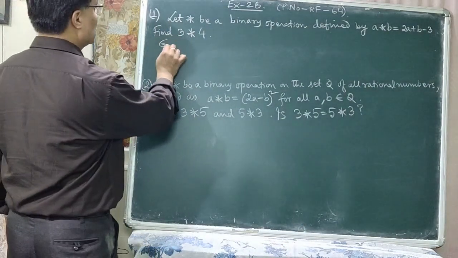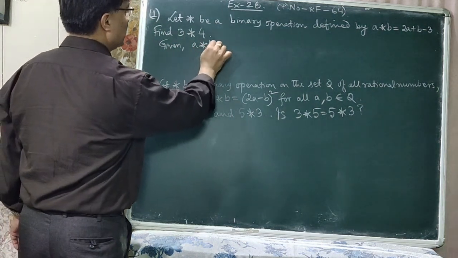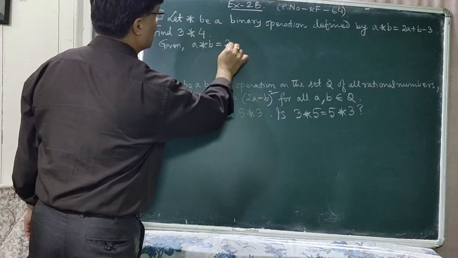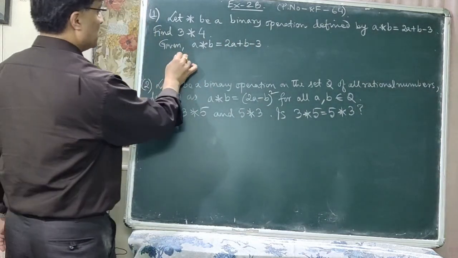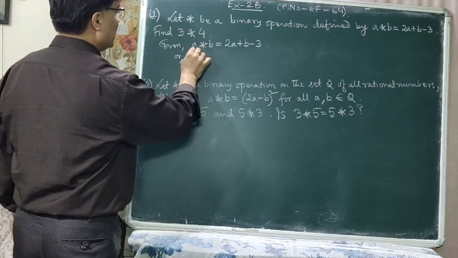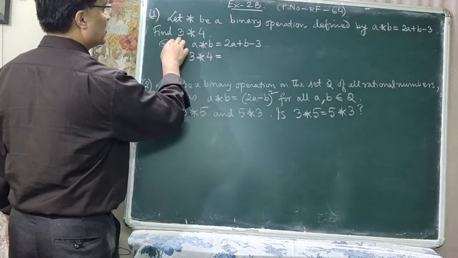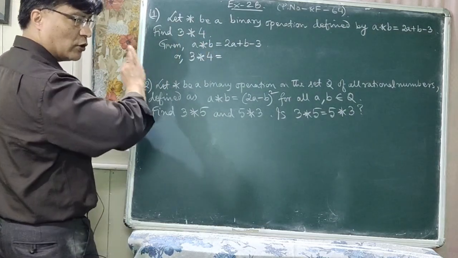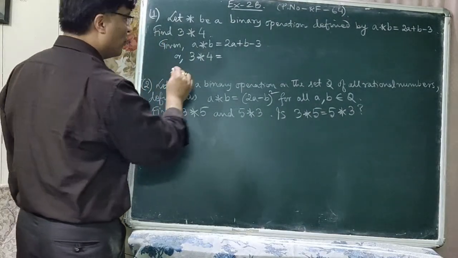So here given is a star b is equal to 2a plus b minus 3. Now instead of a you can write 3, instead of b you can write 4. That is a is equal to 3, b is equal to 4. So on the right hand side also you put a is equal to 3 and b is equal to 4.